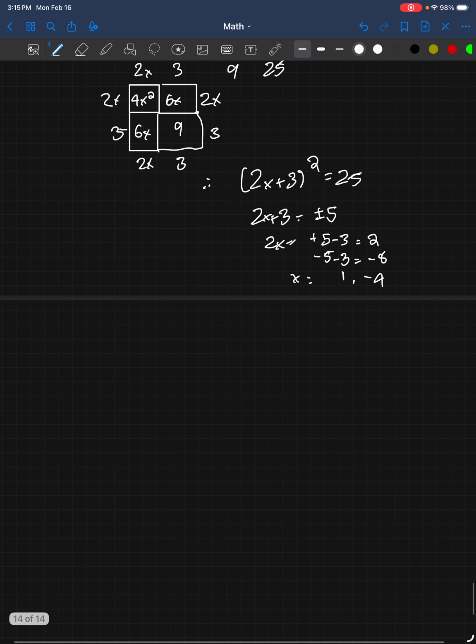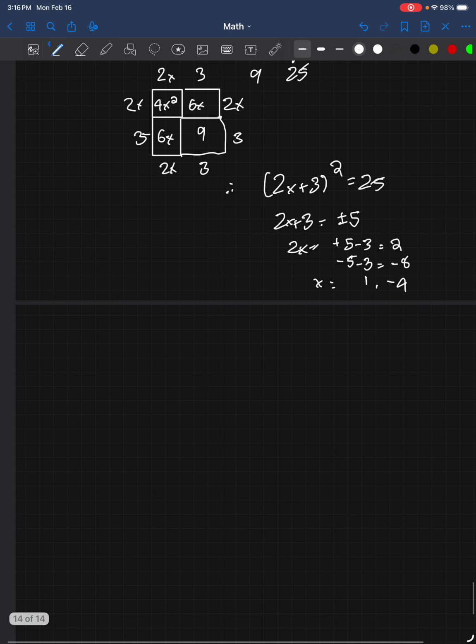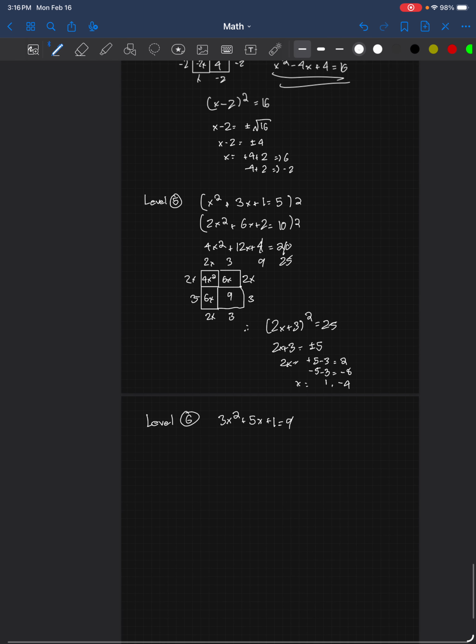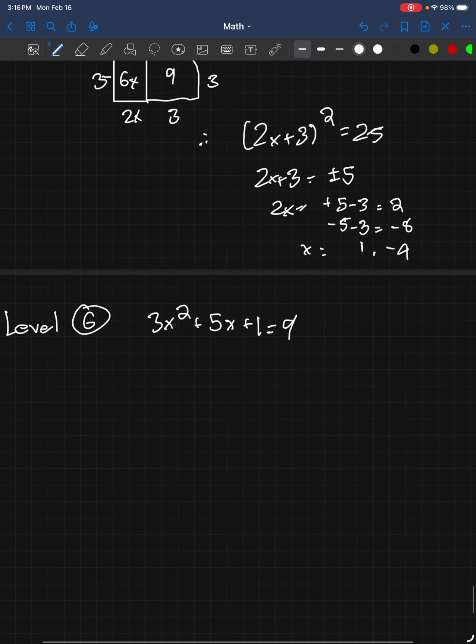Now we're going to get to a complete quadratic equation. We have level 6. 3x squared plus 5x plus 1 equals 9. Now, basically everything is a problem. We have 5x not being even, and 3x squared is not a perfect square. So what are we going to do?